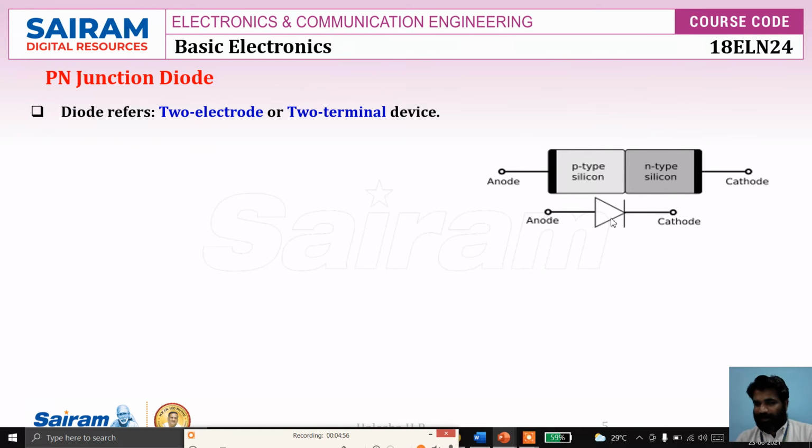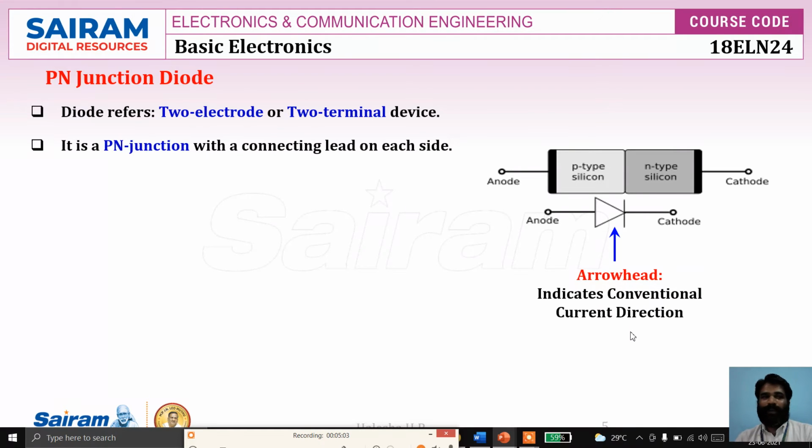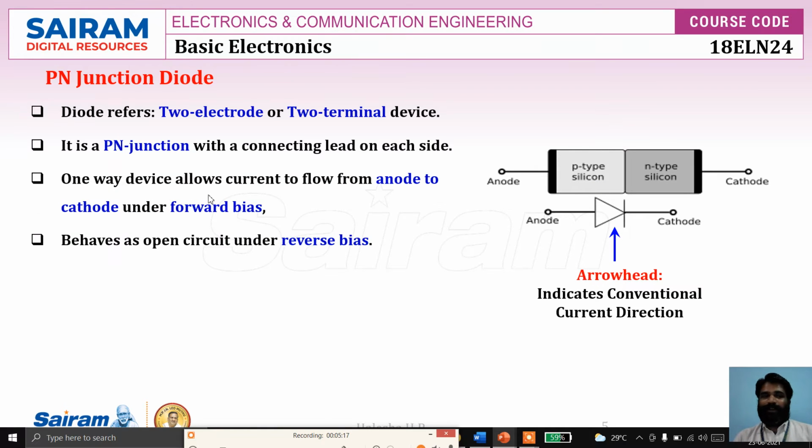This arrow indicates conventional current flow. It is a PN junction with a connecting lead on each side. PN junction diode means a junction of P-type semiconductor and N-type semiconductor. It is a one-way device, that means it allows current to flow from anode to cathode under forward bias, and behaves as an open circuit under reverse bias. We'll discuss what is forward bias and reverse bias next.